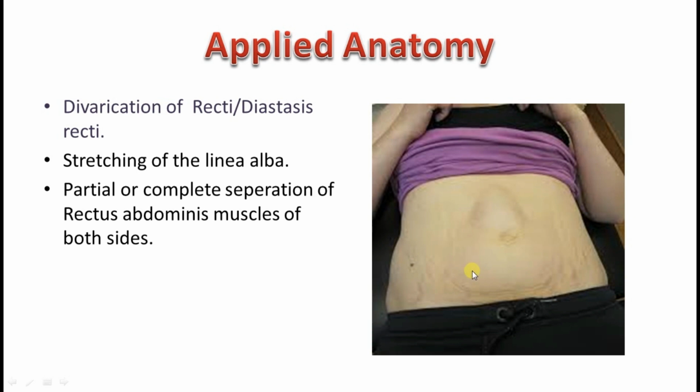Now, we also have to rule out whether this bulge is only because of divarication of recti or because of any hernias, because hernias are also common in the epigastric region and umbilical region. So if it becomes prominent during contraction, and if it is present to the side of the midline, then you can diagnose to some extent that it is because of divarication of the recti. So treatment is strengthening the core muscles, or in extreme cases they go even for surgery. So that is all about the rectus sheath.